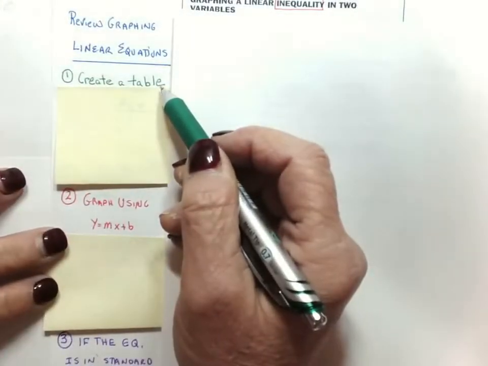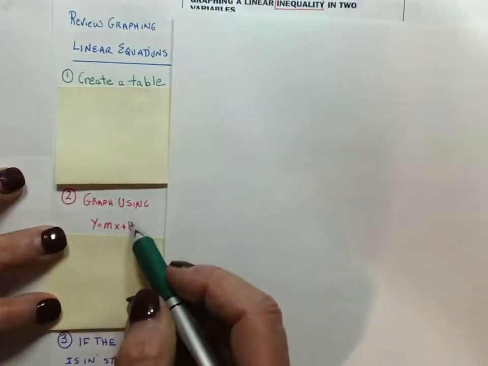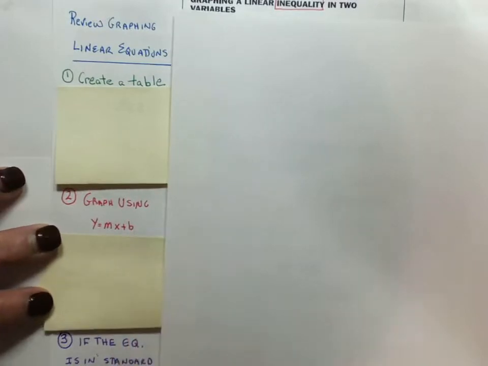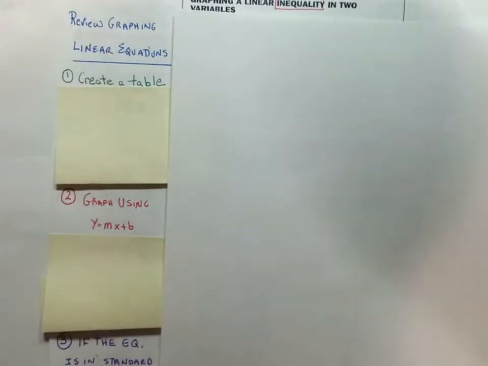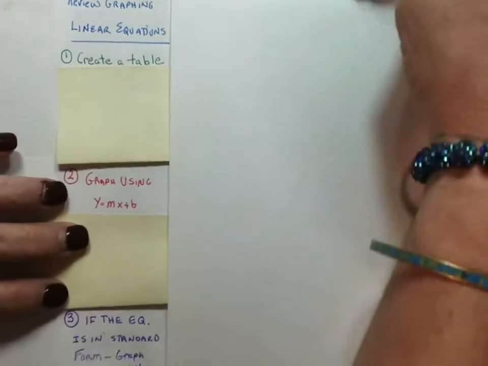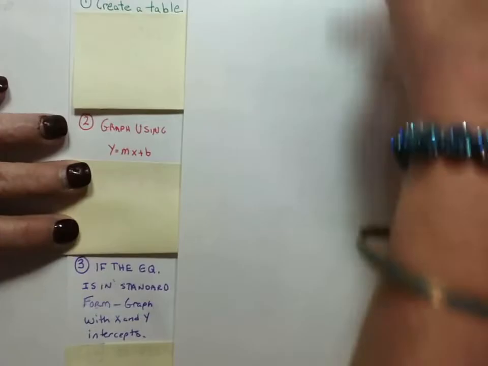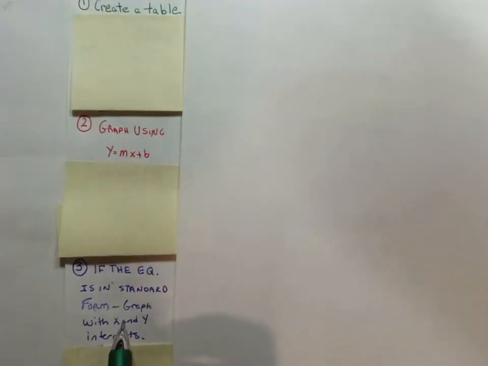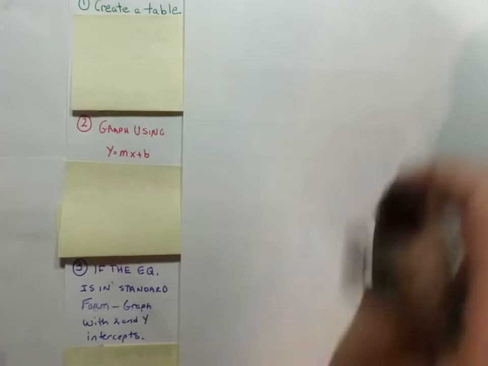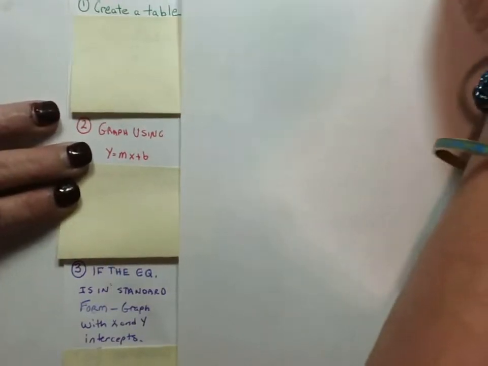We have create a table, graph using y equals mx plus b, and if the equation is standard form, graph with x and y intercepts. Now, at this point, you can use any method that you want to graph these lines. So whichever one you're the most comfortable with, that's the one you want to do.